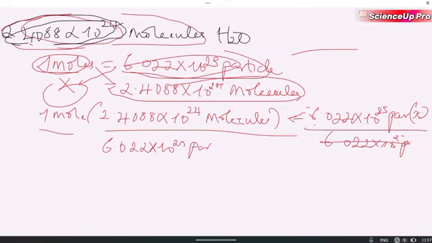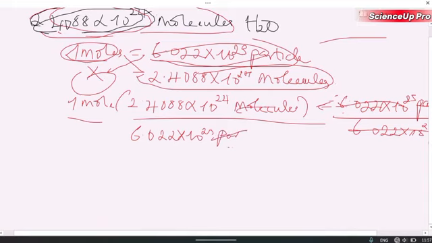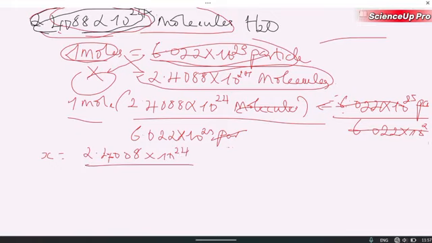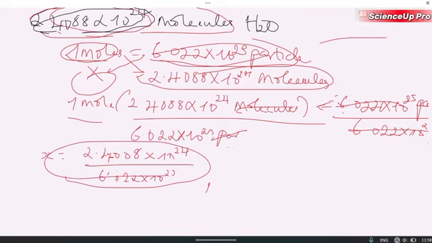You notice that this one will cancel this one, and you are left with x alone. Particle is the same as these molecules. They are all the same, so it's going to cancel, and you are left with mole alone. So you take 1 times this. The answer is x is equal to 2.4088 times 10 to the power 24 divided by 6.022 times 10 to the power 23. After doing this, you are going to have your answer in terms of mole.